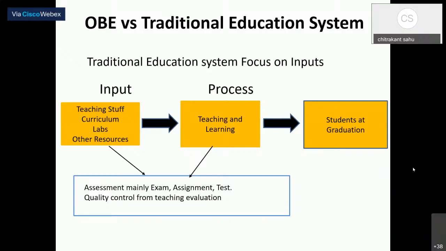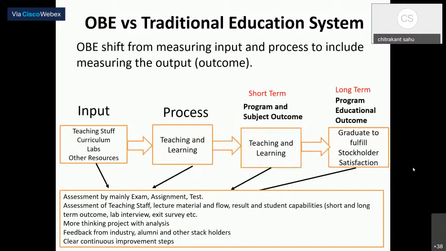Okay, and some quality control from the teaching evaluation process. So the teaching learning process is always involved, and then the result is the students at the graduation. But if you see the OBE system, in OBE system they have two more outcomes. So input and process remain the same, but on the outcome side you can see there are two things: short term goals and long term goals.